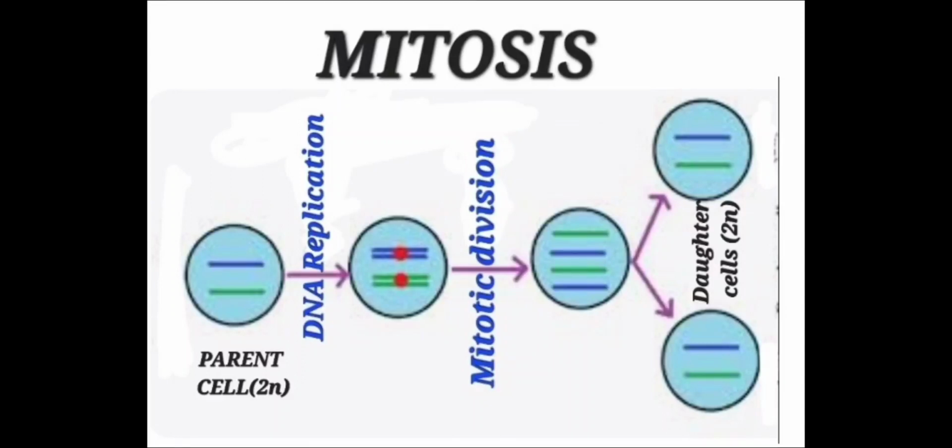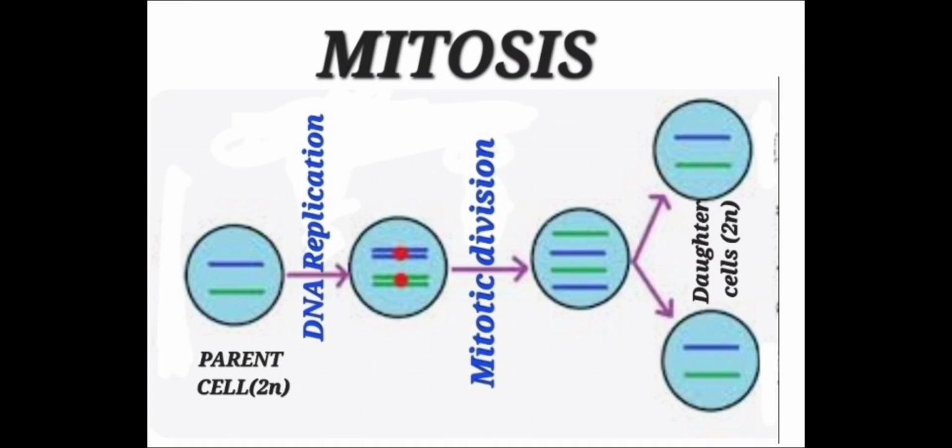In this video, let us begin with mitosis. Mitosis is the cell division in which one parent cell divides into two identical daughter cells. More importantly, the same normal chromosome number is maintained at each mitotic division.